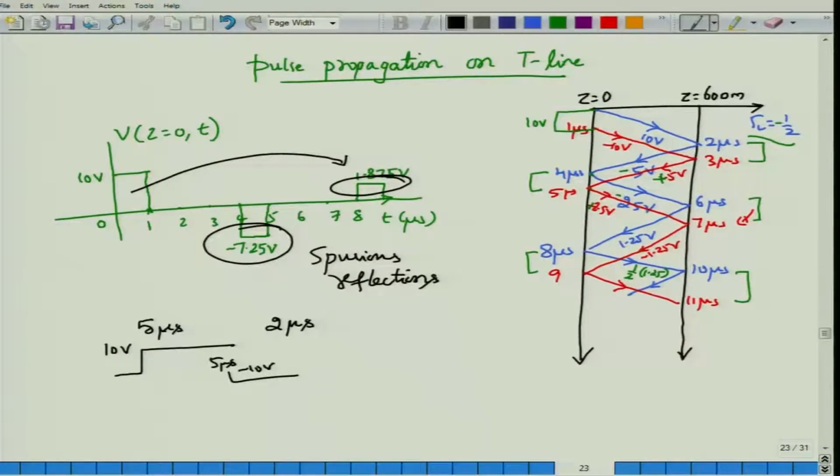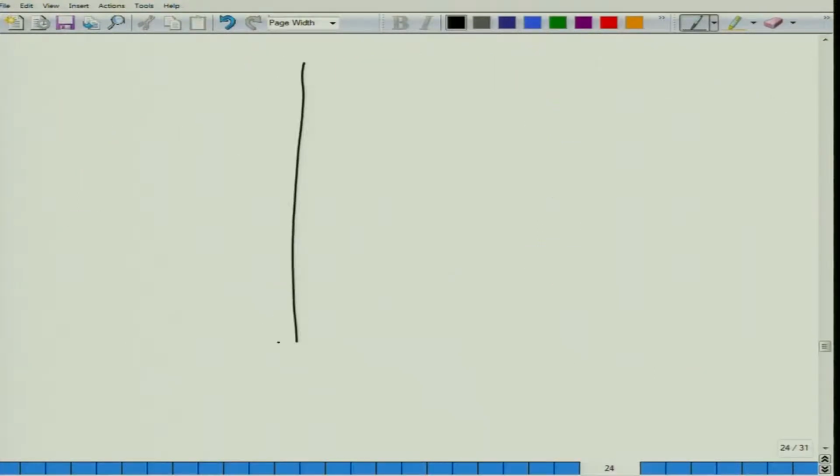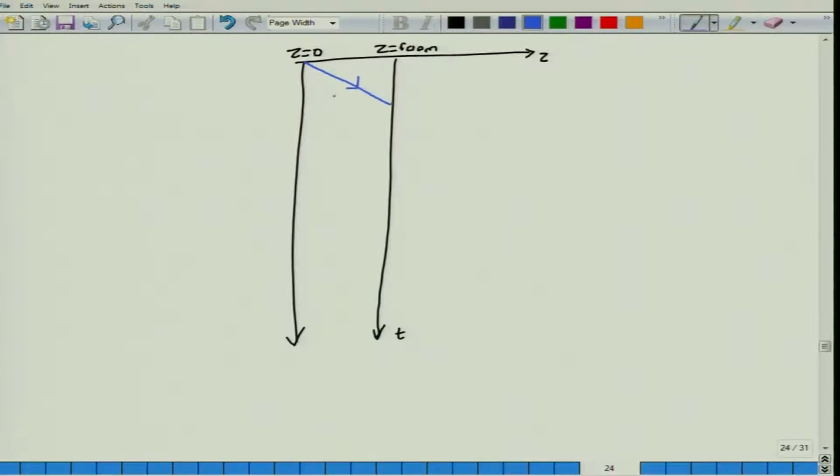Let us rewrite a lattice diagram here. So this time this is the lattice diagram that I am drawing. Okay. So we have z equal to 0 and z equal to 600 meter. This is the z axis, this is the time axis. Let us begin the propagation. So first we will have a 10 volt signal propagating, or a 10 volt step propagating.